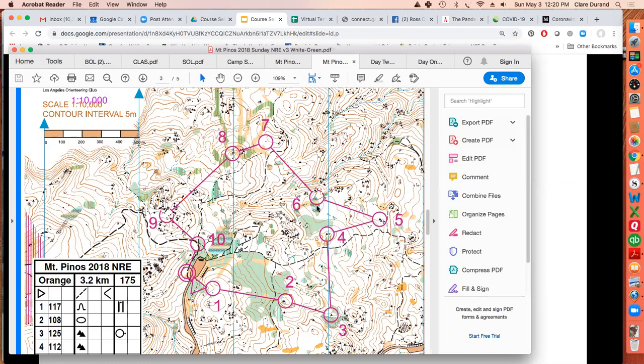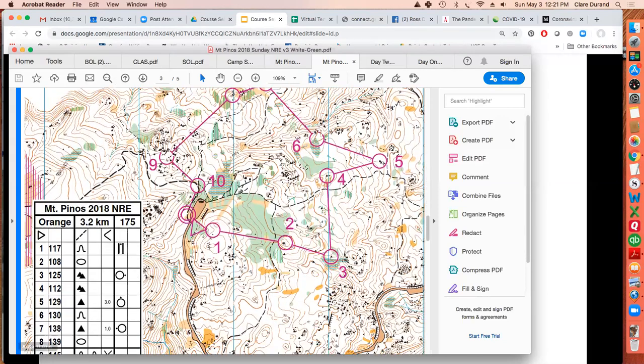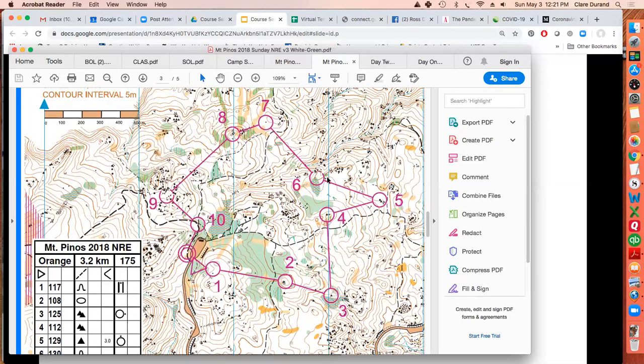6 is similar to 3. There's a big marsh here to help funnel you into the right area. I don't remember if the control description here was the reentrant or the marsh. It was the reentrant. I think it was a little bit past the marsh in the reentrant. But as long as you're going basically the right direction, you're going to run into that.